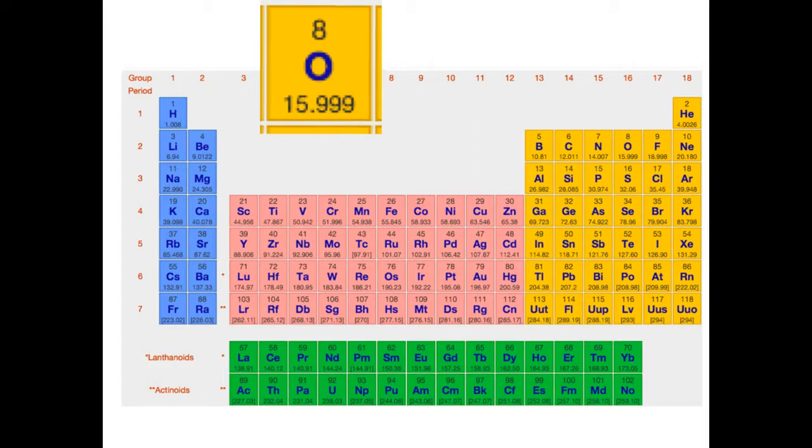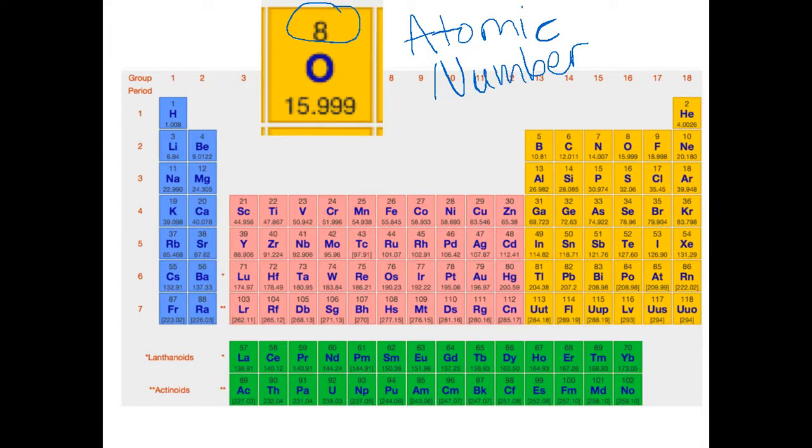When we look at the periodic table, we see each square on the periodic table having the symbol or name of the element and two numbers. The number that is a whole number on the periodic table is the atomic number. The periodic table is arranged in order of atomic number, and the atomic number tells us the number of protons.